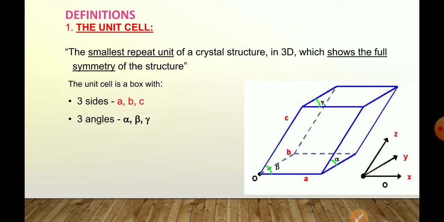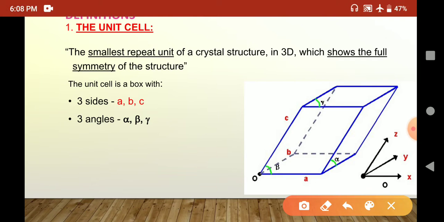In this unit cell, we can see the x, y, and z axes. So it is a three-dimensional structure, and the unit cell contains important parameters. These are three sides and three angles, totally six parameters. The three sides are commonly represented as a, b, and c, and the angles are represented as alpha, beta, gamma. These parameters are important to study the symmetry or the geometry of the unit cell.